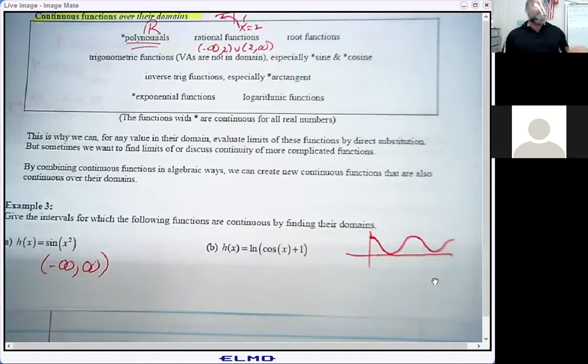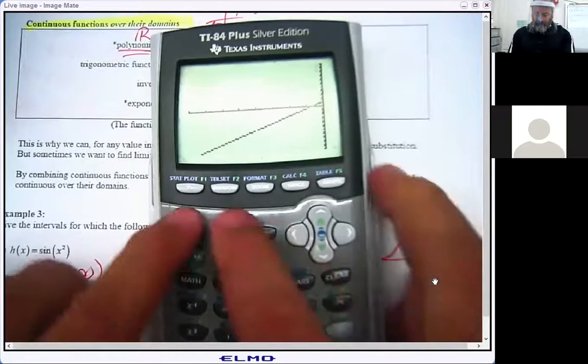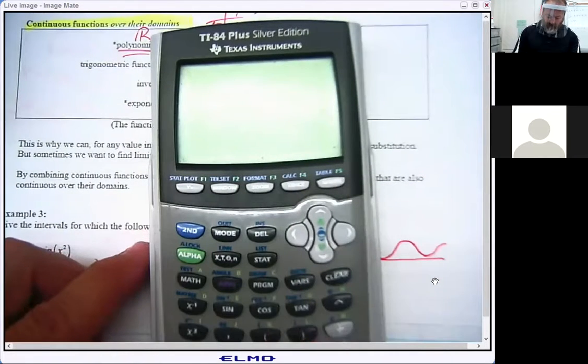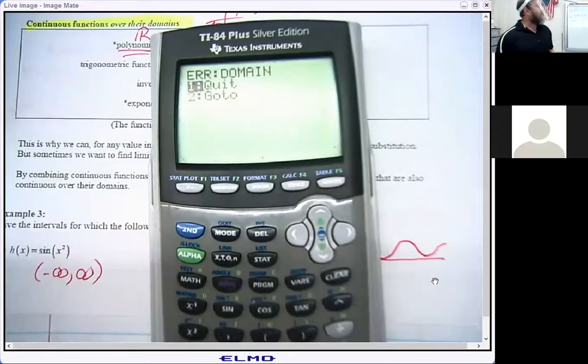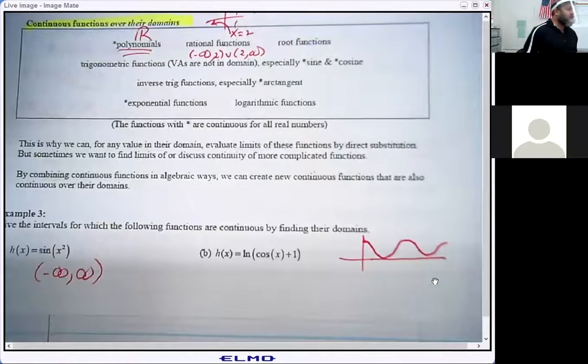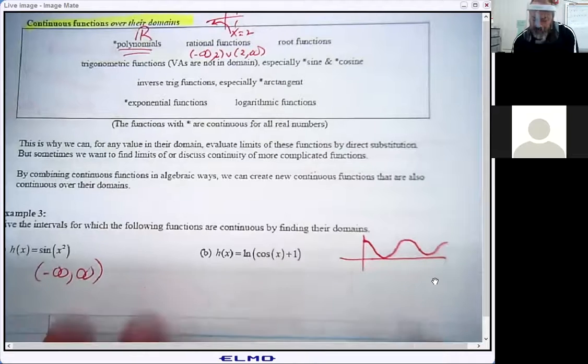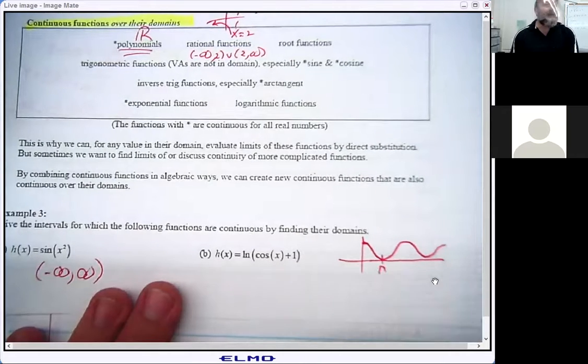You can only take the log of positive numbers. Can you take the log of 0 itself? If you try it, what happens if I say, hey, calculator, I want to know what is the log of 0? It says, I don't think so. So is this problem going to be continuous? No, in fact, it's going to die here at pi.